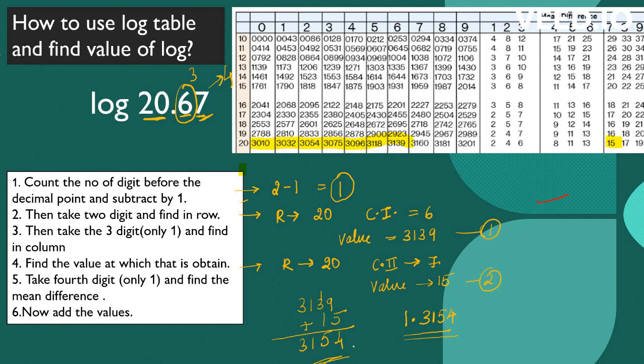This is what we have got from the log table. Now, in step number 1, after subtracting 1 from the total number of digits, we got the value 1. So in front of the value we have got, 3154, we put that number 1. Then we put a decimal point, and then 3154. This is our final answer. So what is the log value of 20.67? It is nothing but 1.3154.